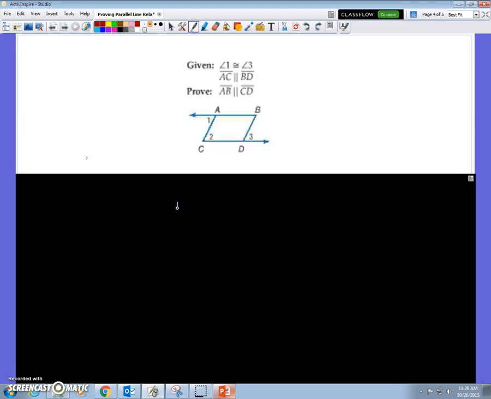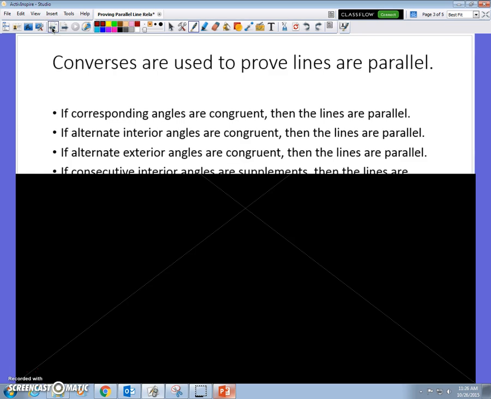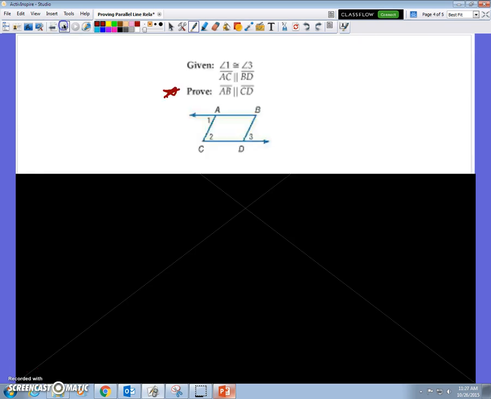And now we got a new proof. The difference between this proof and the last proof is that this one is asking us to prove that the lines are parallel. So as soon as you see that they're trying to prove that lines are parallel, you need to be thinking that we're using the converses of other parallel line theorems. As soon as you see this, that tells you that you need to use these, the converses, to help you prove that they're parallel.